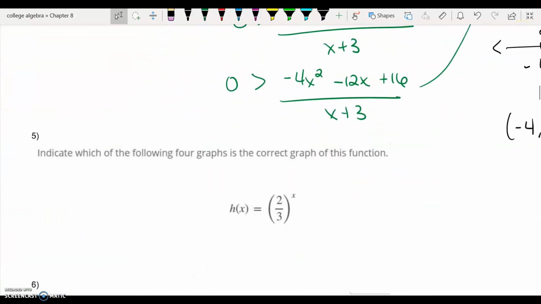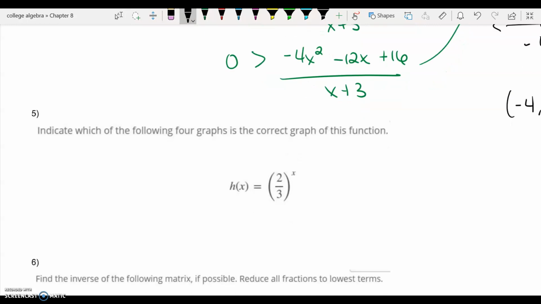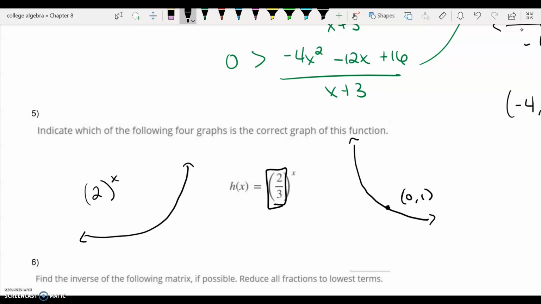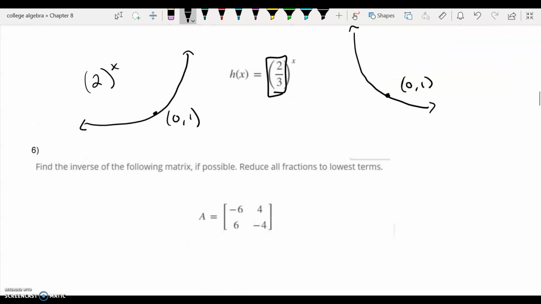Next problem, it says indicate which of the following four graphs. They're going to give you four graphs to choose from, guys. You're worried about the base. So this means decay, so it's going to go like this. And it's going to have a y-intercept at 0, 1. Alright, if it was growth, so if it's anything greater than 1, so example, if I had 2 to the x, it would look like this. It'd still have that y-intercept at 0, 1. So you're just basing off that.